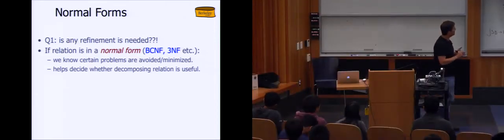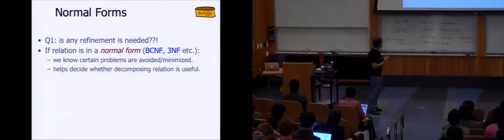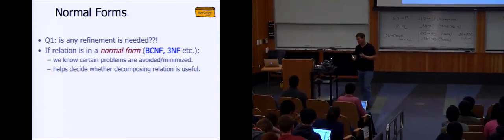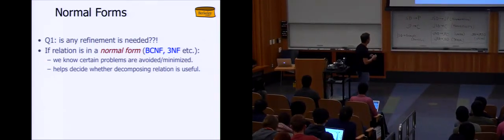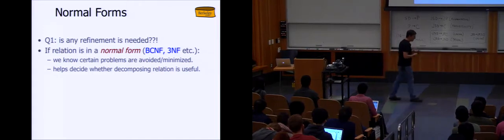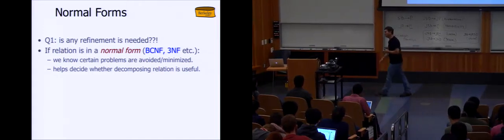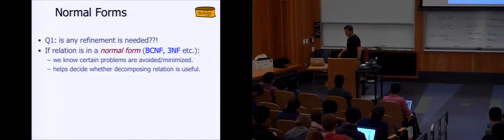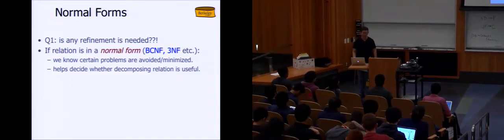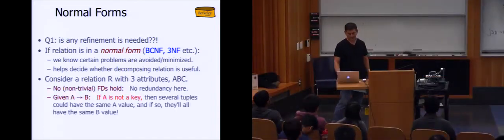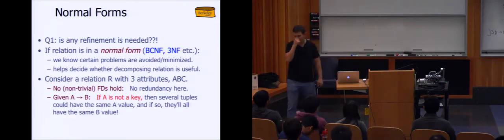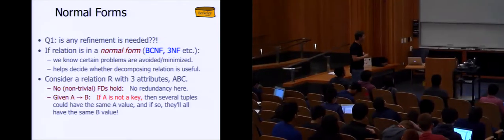But if you know things are in BCNF in particular, you know that certain problems are avoided. And if it's in third normal form, at least they're somehow minimized. These things will help guide us into deciding if we should decompose things further, if things aren't okay the way they are. BCNF is really our touchstone here. It's the one we want, and it's the one that comes naturally from our conversations about decomposition.